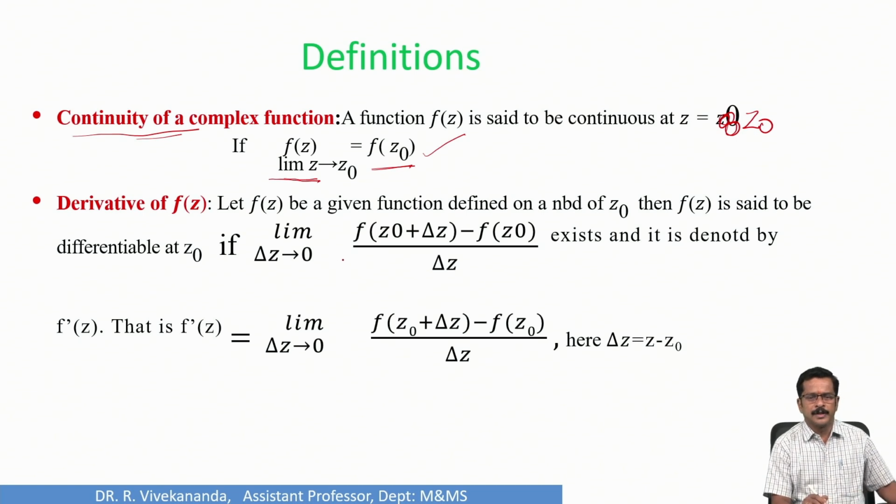Next, the derivative of f(z). This is the basic definition of differentiation of a function. If this limit, f(z naught plus delta z) minus f(z naught) divided by delta z, exists, then the function is differentiable. The derivative is represented by f dash of z.